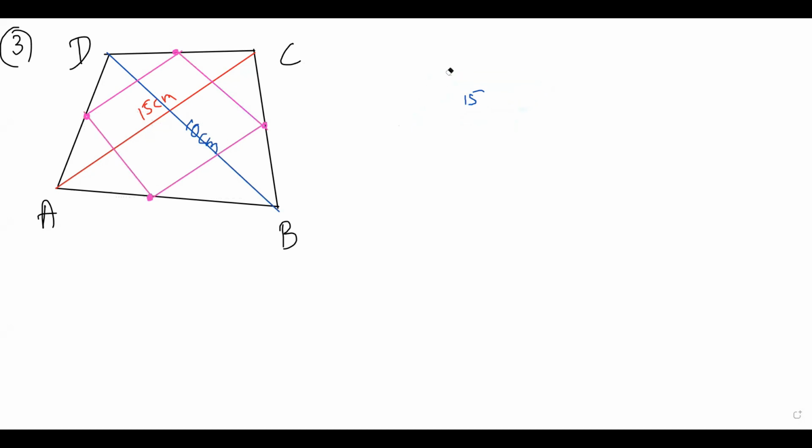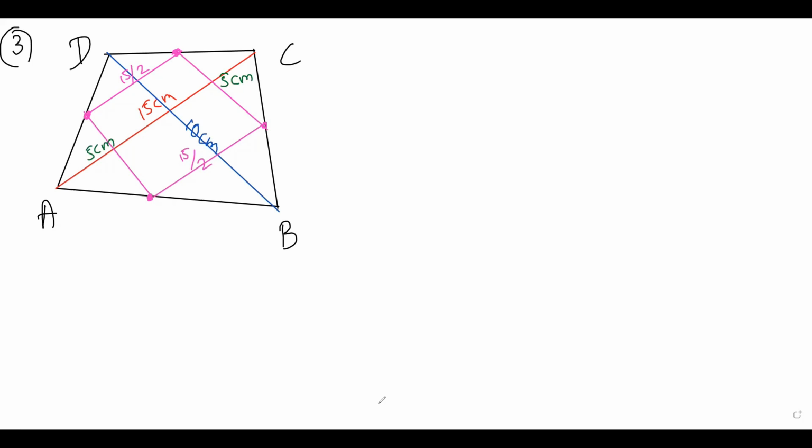Okay, they are asking the perimeter of this one. How to find that one? You know, these two are midpoints. So this one should be 15 divided by 2, and this one also 15 divided by 2, because these are the midpoints. Midpoint theorem. Okay, and also any other one here. This is 10 centimeters, so there should be 5 centimeters and there should be 5 centimeters.